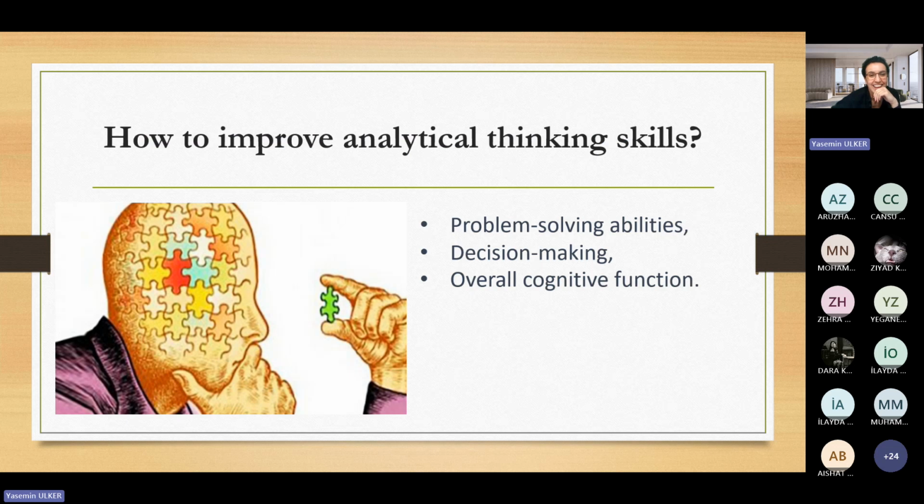I'm passing. Okay, I will ask you this question: how to improve analytical thinking skills. Analytical thinking skills include problem solving, decision making, overall cognitive function. We know it, okay? How to improve, what kind of practices can we do to improve our analytical thinking skills? Now it's your turn.